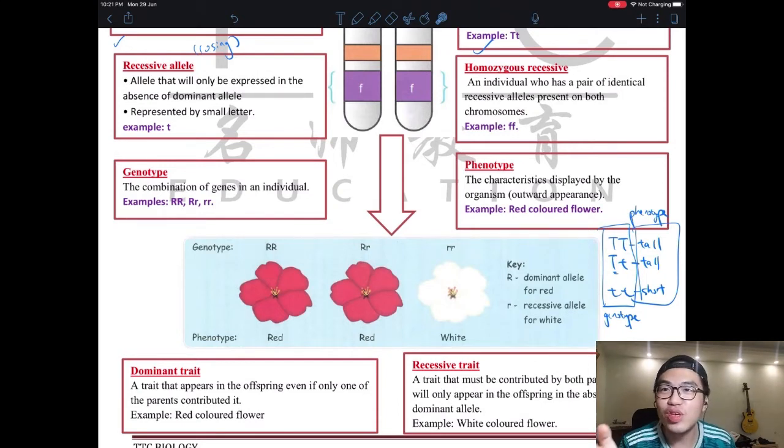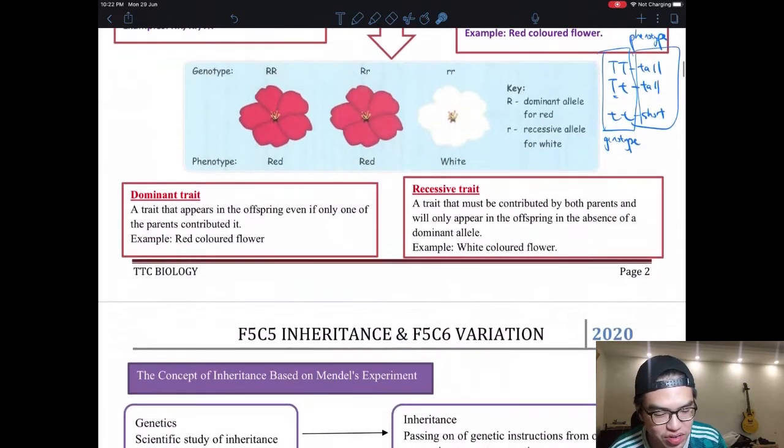Although maybe you and your friend have the same phenotype, both of you are tall, genetically you are different. Your genotype is different. How would you know? You need to go and do a DNA test. There's no way for you to know besides that. So we have dominant trait here, recessive trait here, like I mentioned just now.